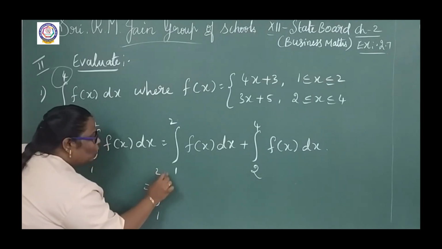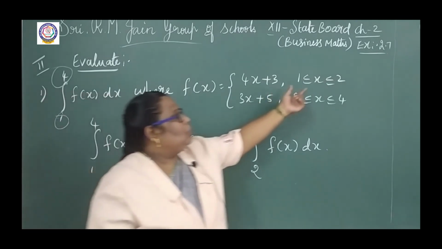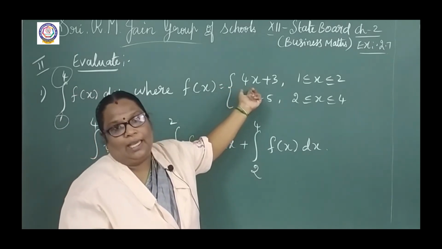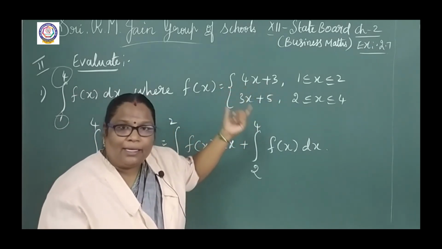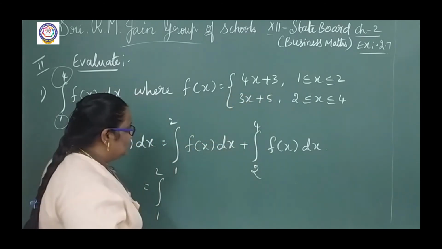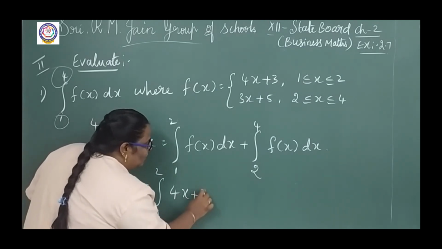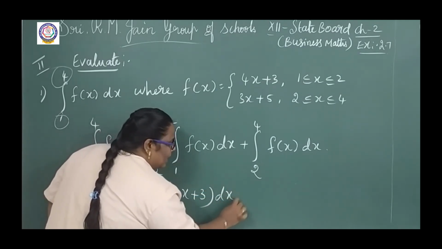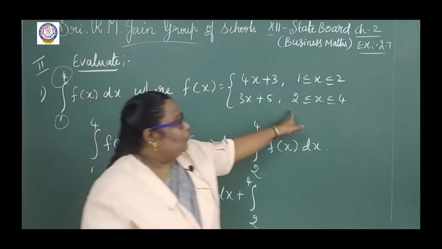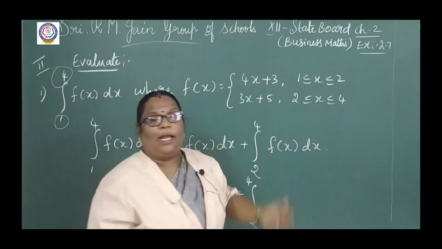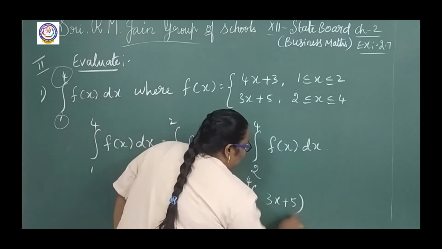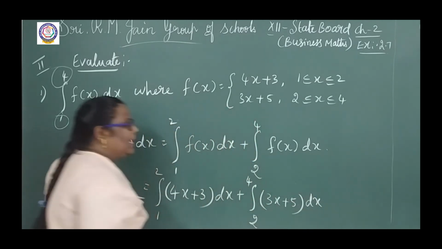See here, integral 1 to 2. What is the value of f of x here? Check the limit and the f of x value: it is 4x plus 3. So, integral of 4x plus 3 into dx, plus integral 2 to 4. For the limit 2 to 4, the f of x value is 3x plus 5, so 3x plus 5 into dx.